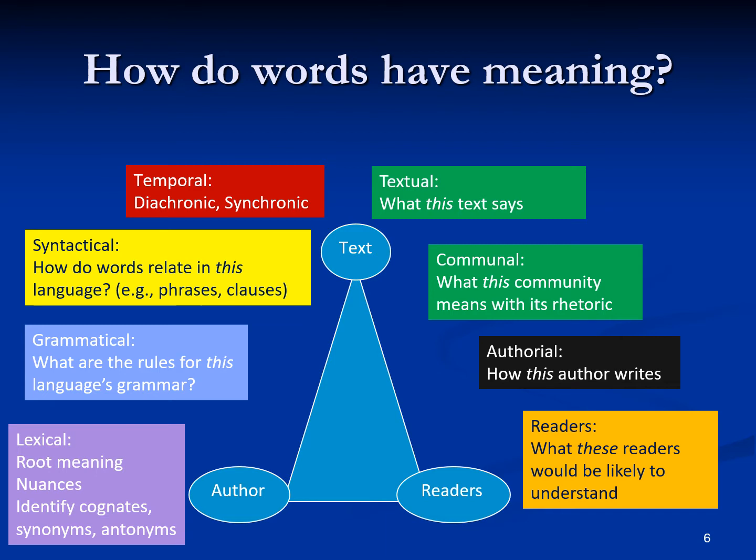Now, the textual consideration has already been noted. What this text says is what we're interested in. And then there's a communal constraint on the meaning of words. What this community means with its rhetoric, and I've mentioned that also in terms of the time. And then also the author. How does this author write using that word or even that grammar?